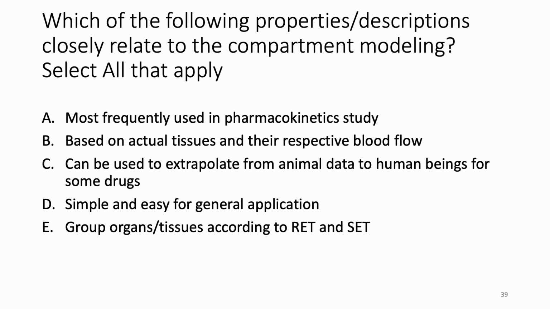Question. Which of the following properties or descriptions closely relate to the compartment modeling? Select all that apply. A. Most frequently used in pharmacokinetic study. B. Based on actual tissue and their respective blood flow. C. Can be used to extrapolate from animal data to human beings for some drugs. D. Simple and easy for general application. E. Group organs tissue according to the RET and SET.